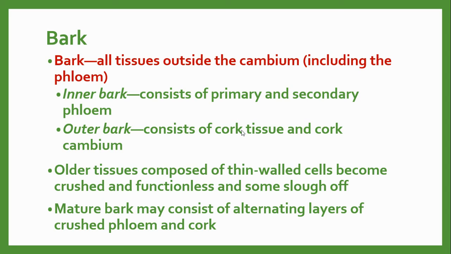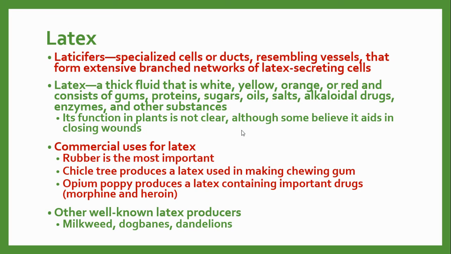Bark. All tissues outside the cambium, including the phloem, are called bark. Inner bark consists of primary and secondary phloem. Outer bark consists of cork tissue and cork cambium. Older tissues composed of thin-walled cells become crushed and functionless, and they slough off. Mature bark may consist of alternating layers of crushed phloem and cork.